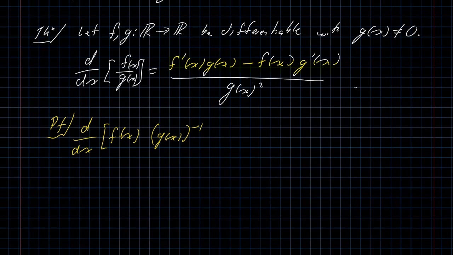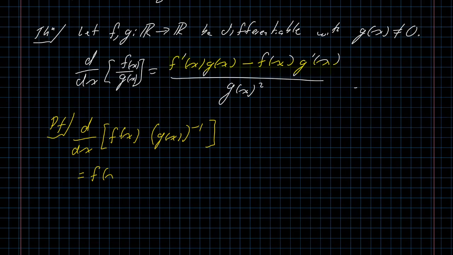I claim that f of x over g of x is the same thing as f of x times g of x to the negative first power. All right, this is the composition of two functions, which means that taking its derivative is going to be a little bit messy, but this is the exact same function that we're trying to take a derivative on. But now it's written to look like a product.